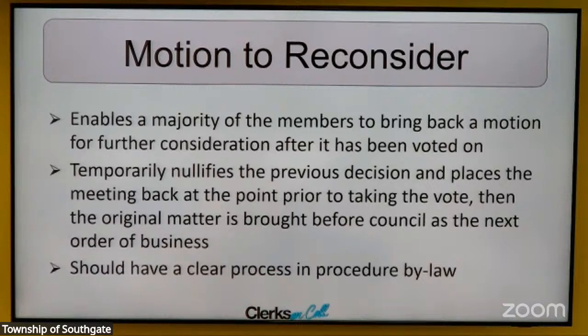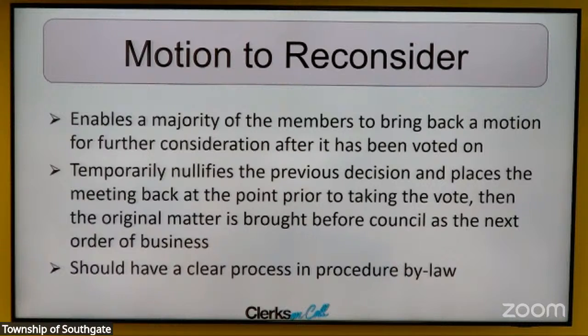So why would you need to reconsider? Well, sometimes council makes a decision with the best information at the time. However, after a motion has been passed, maybe new facts emerge that weren't available during the initial discussion. And this could lead to the need for a reconsideration of the decision to address those new elements.